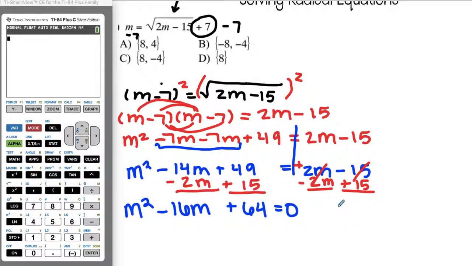So I'm looking for two things that add together to give me negative 16, but multiply together to give me positive 64. And I know that that's going to be negative 8 and negative 8.